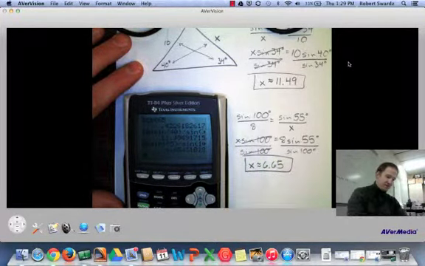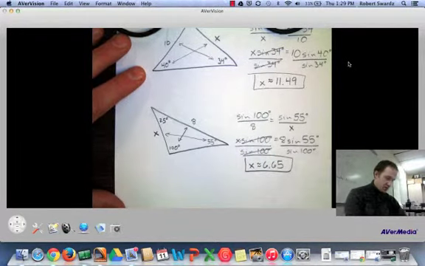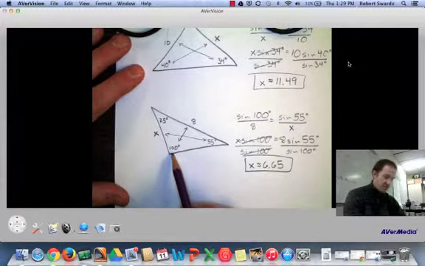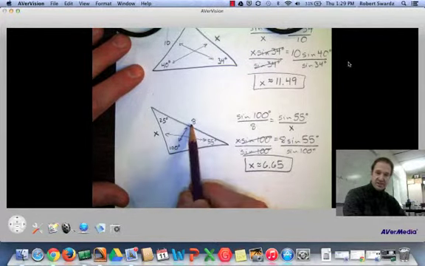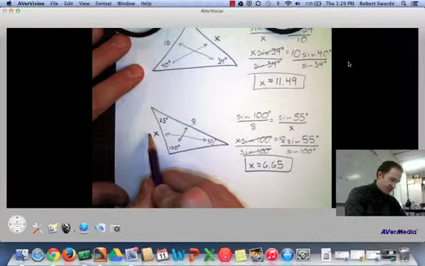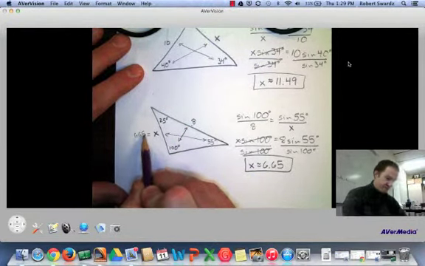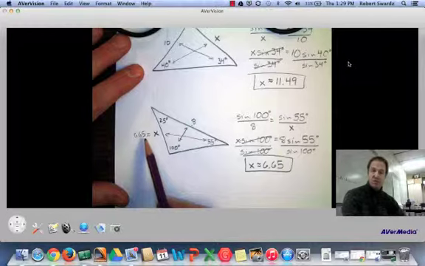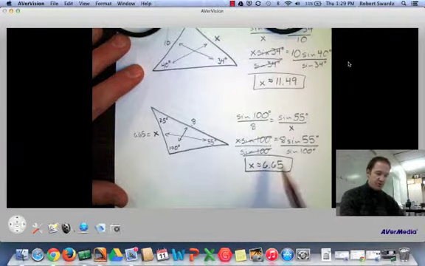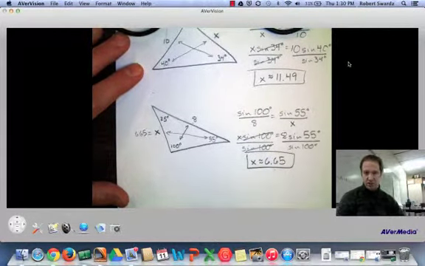Now, just for the heck of it, let's double check. 100 degrees is the biggest angle. That means the side opposite that has got to be the biggest side. So 8 should be biggest. Now, we got about 6.65, and 8 is bigger than that, so we know at least approximately, we're in the ballpark of the right answer. And in fact, we did do all of our work right. This is the actual length of that side.